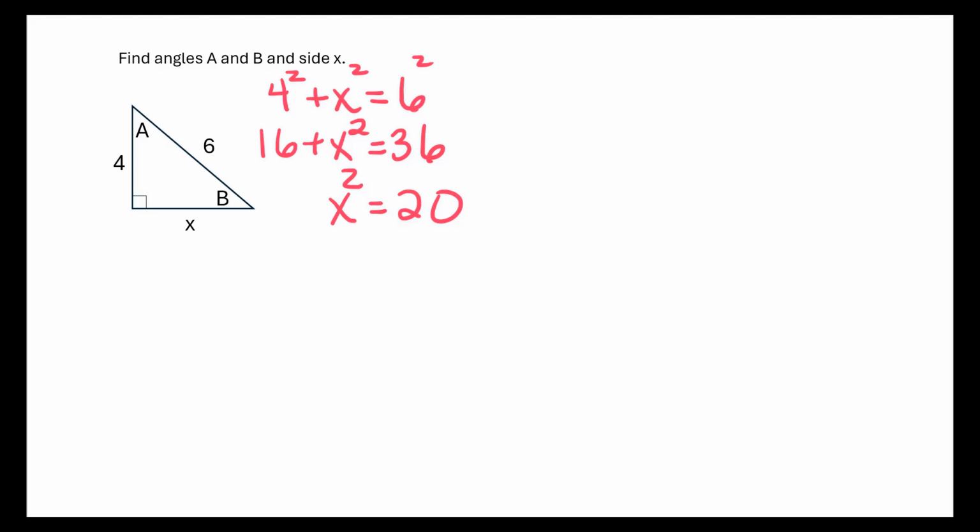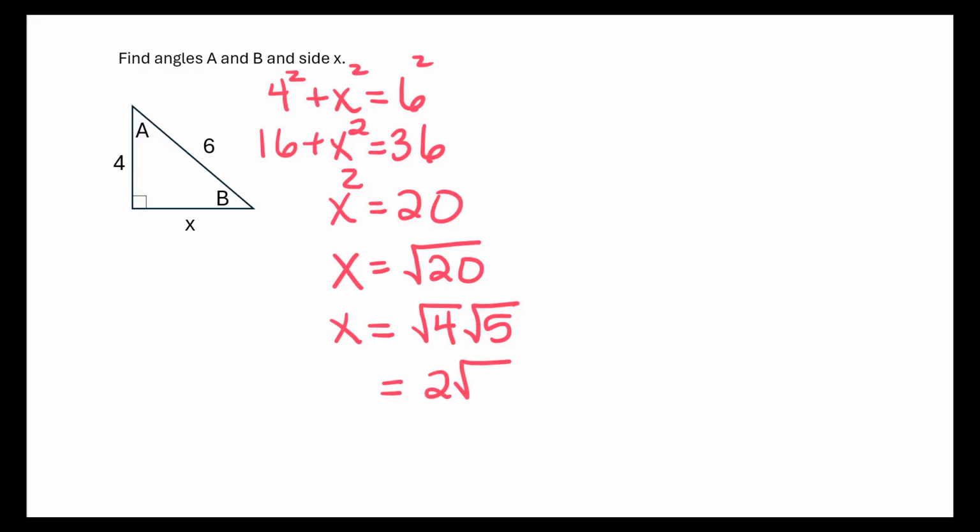If you take the square root on both sides, the square and the square root will cancel and you'll just end up with x, and then you'll have the square root of 20. We know that we can write the square root of 20 as the square root of 4 times the square root of 5. The square root of 4 we know is 2, so that is 2 times the square root of 5. So we know that x is going to be 2 times the square root of 5, and that is the exact value of x.